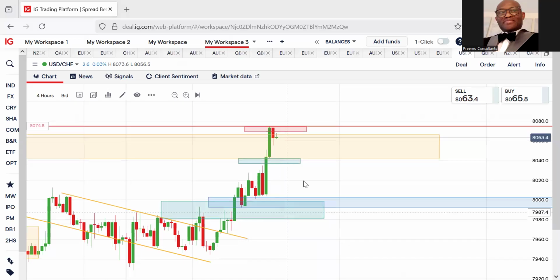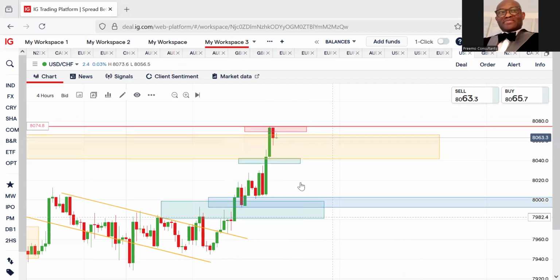Ladies and gentlemen, good analysis. This was a good forecast. And now let's tidy up. Our expectation is for price to go back to the zone.